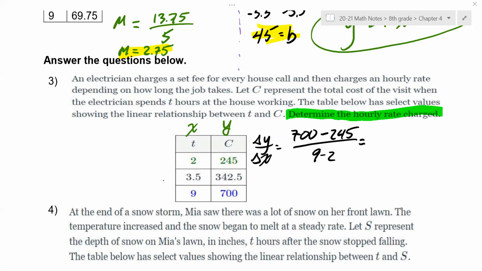So we have 700 minus 245, just to make sure I don't make a silly error, 455 divided by 7.